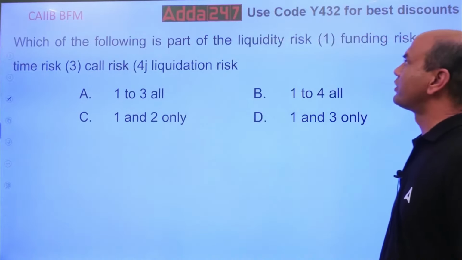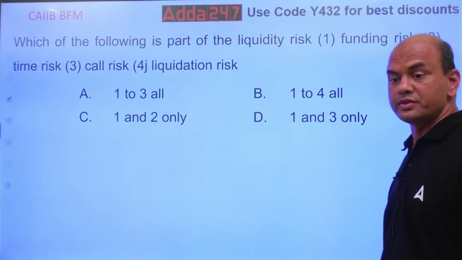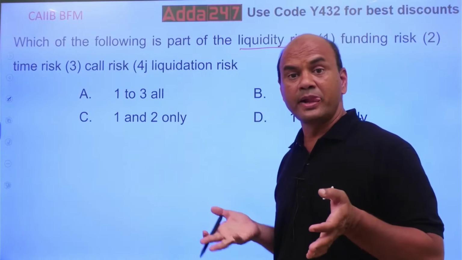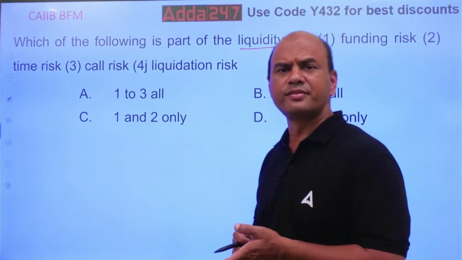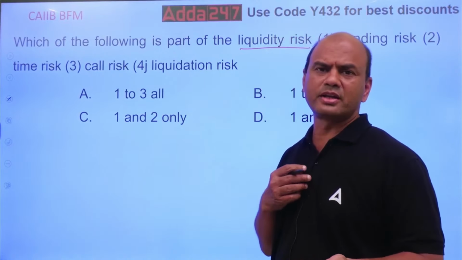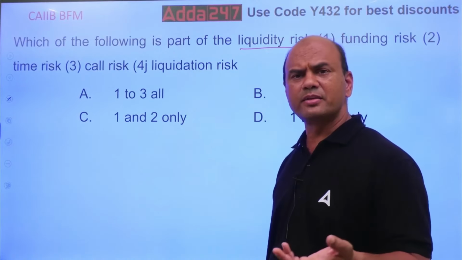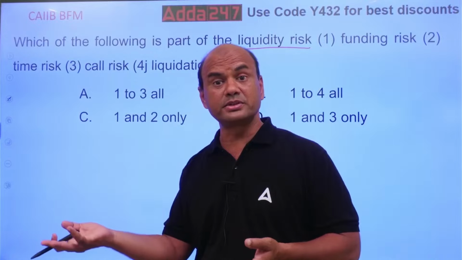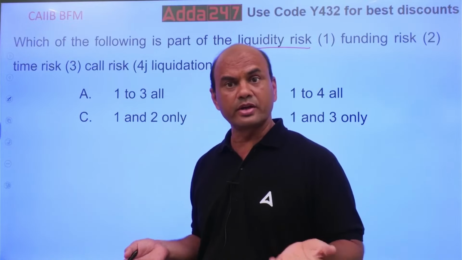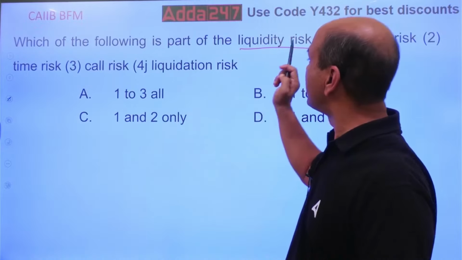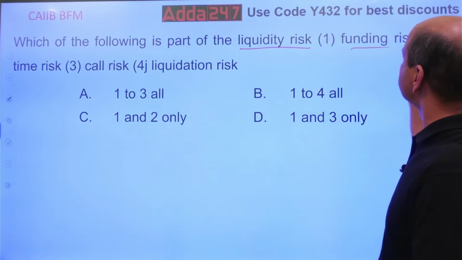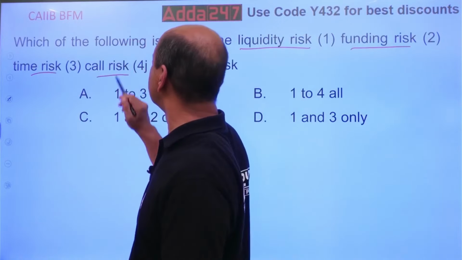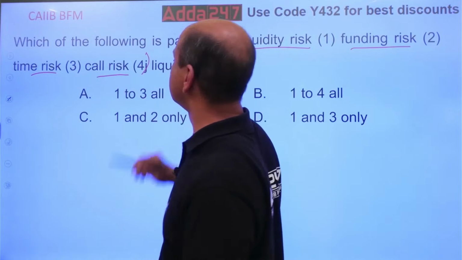Which of the following is a part of liquidity risk? Liquidity means I'm not having cash flow to pay my normal EMIs. In bank also we face the liquidity risk. The liquidity risk in the bank is I don't have money to pay my depositors. Right now I have to pay to the depositors. I don't have money. Liquidity risk. So, which of the following is a part of liquidity risk? Funding risk, time risk, call risk, and fourth is liquidation risk.